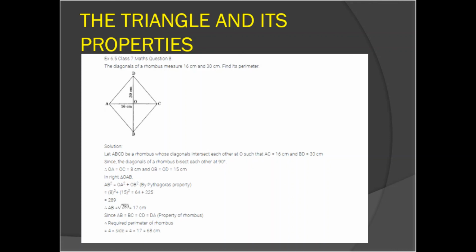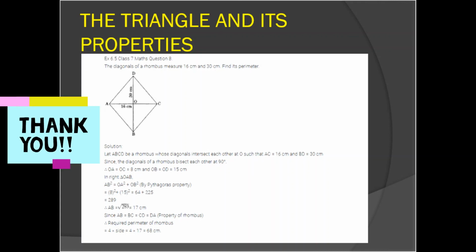In right angle triangle OAB, AB square is equal to OA square plus OB square, that is 8 square plus 15 square, equal to 64 plus 225, equal to 289. AB is equal to under root 289, that is 17 centimeter. Since AB equal to BC equal to CD equal to DA, that is the property of the rhombus, all four sides are equal. So the required perimeter of the rhombus is 4 into side, that is 4 into 17, that is 68 centimeter. So with this you have completed your exercise 6.5.